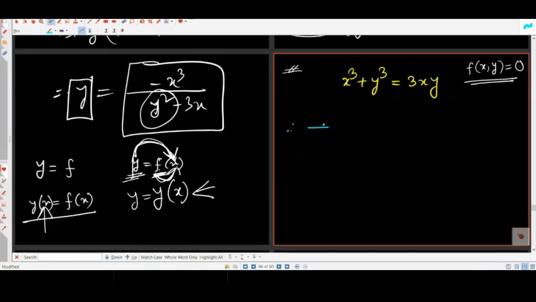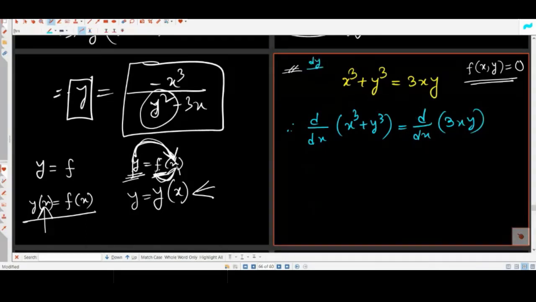Remember, we have to differentiate both sides. Our target is to find dy dx anyhow. Now we know that we can separate these summation terms, because x cubed plus y cubed is here. Derivative allows us to separate the summation terms: d/dx of u plus v is equal to d/dx of u plus d/dx of v. Using that property, we can separate. So d/dx of x cubed plus d/dx of y cubed.